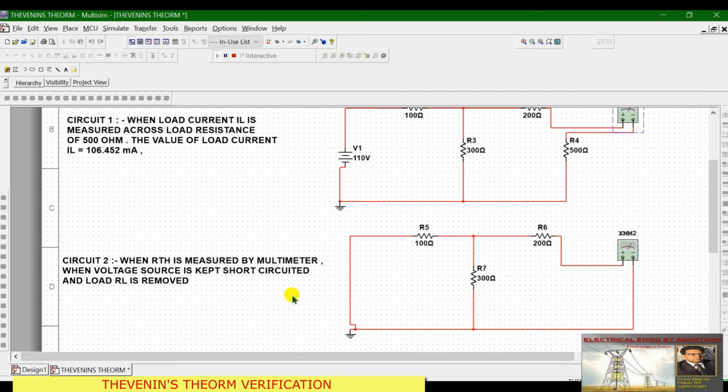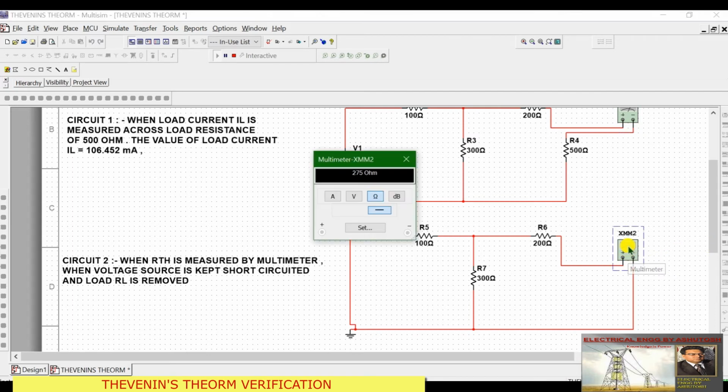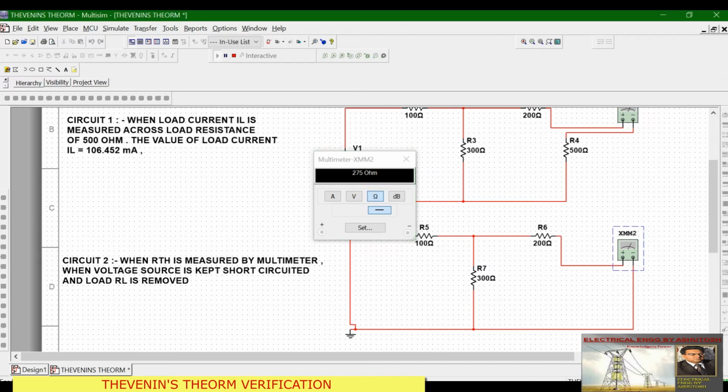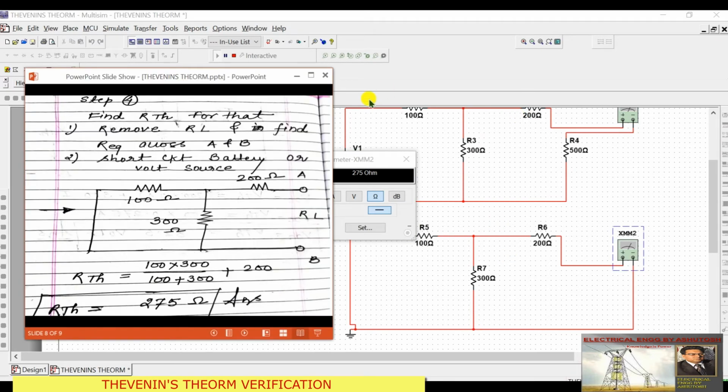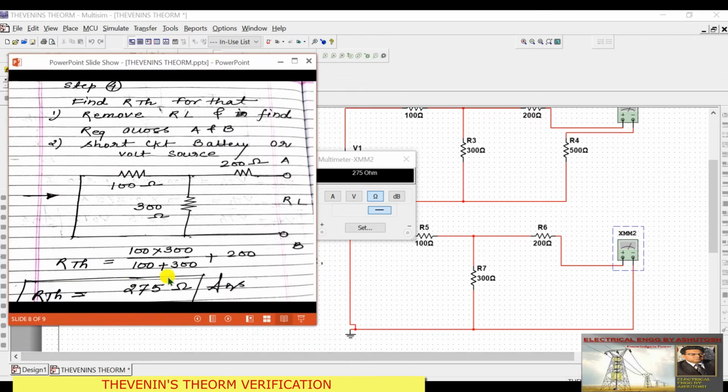For this, what is happening here? We have replaced our voltage source with a short circuit, removed the load resistance and connected a multimeter which is working as an ohm meter, and it is giving 275 ohm. You can see here 275 ohm. This is our RTH, and you can also see in our presentation the value of RTH is 275 ohm.